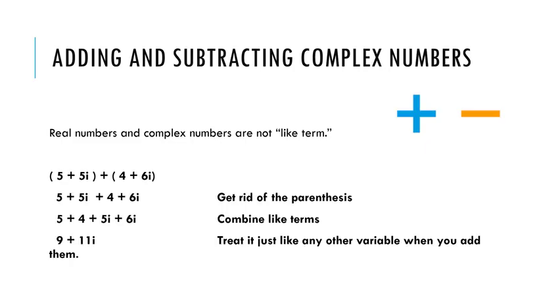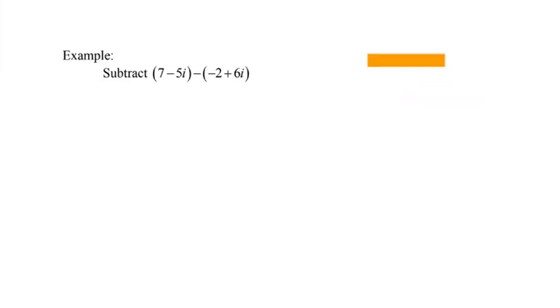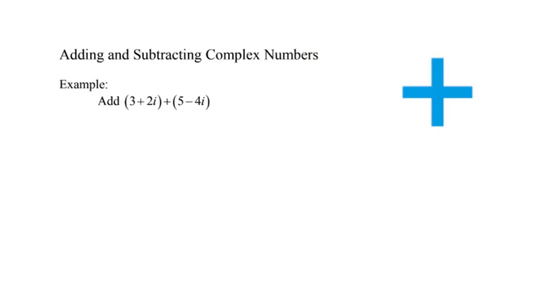Okay, they kind of walk you through this. I kind of went a little too fast. Okay, here we go. Add. So we've got ones in front of here. What's 1 times 3? 3. What's 1 times 2i? 2i. What's 1 times 5? 5. What's 1 times negative 4i? Negative 4i.